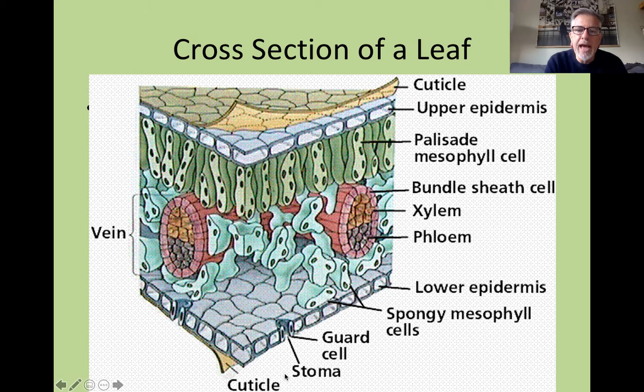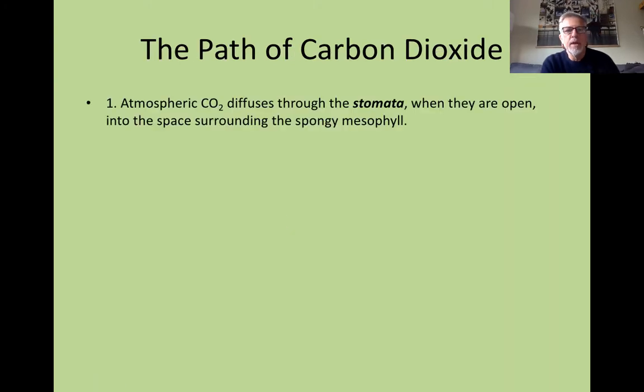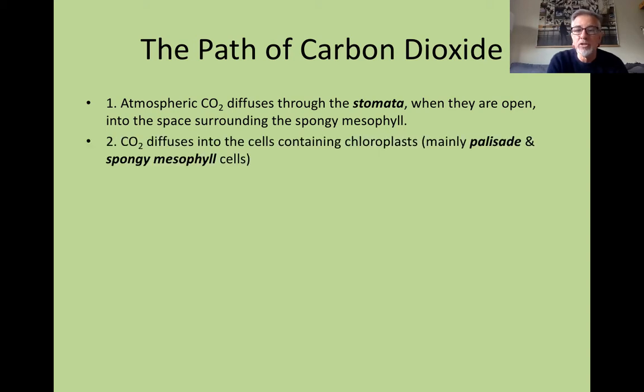So the gaseous component of photosynthesis, carbon dioxide, is going to diffuse in through the stoma and then get into the palisade and spongy mesophyll where the chloroplasts are. Here it is in words. Atmospheric carbon dioxide diffuses through the stomata when they are open into the space surrounding the spongy mesophyll. The CO2 diffuses into the cells containing chloroplasts.